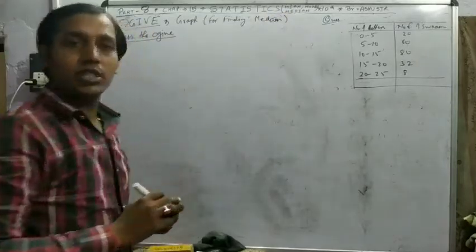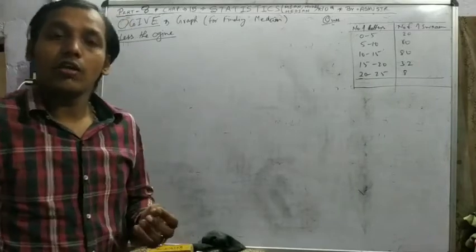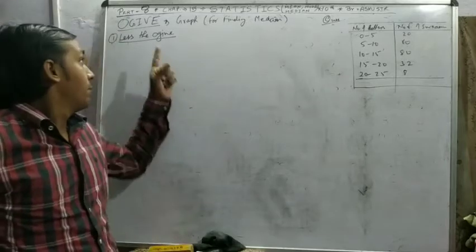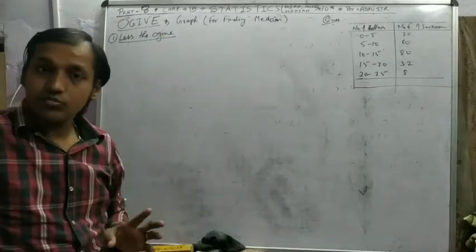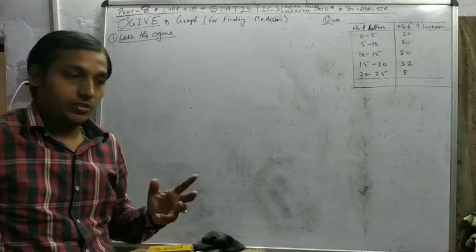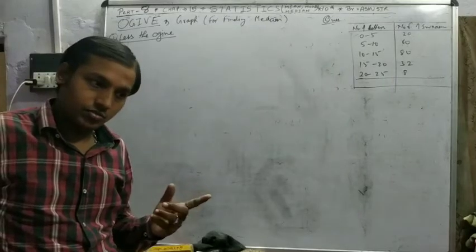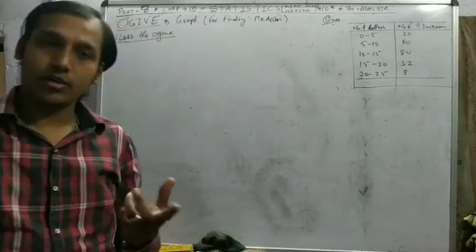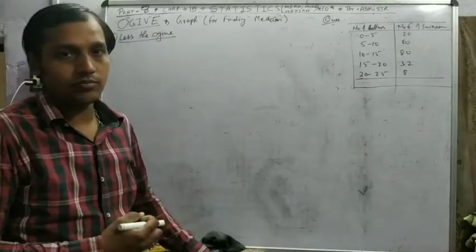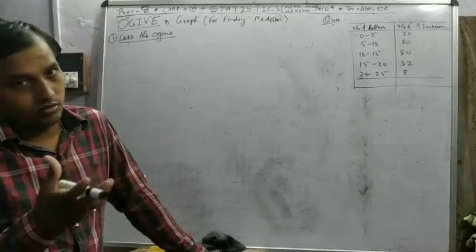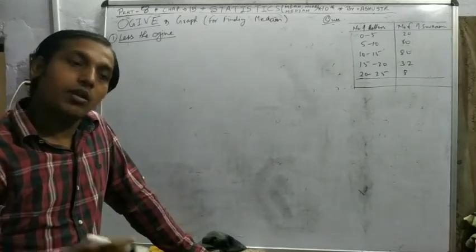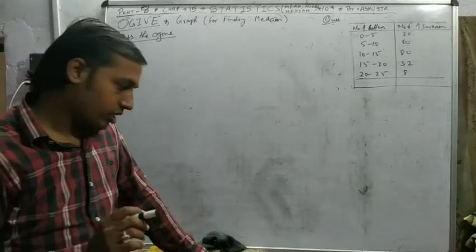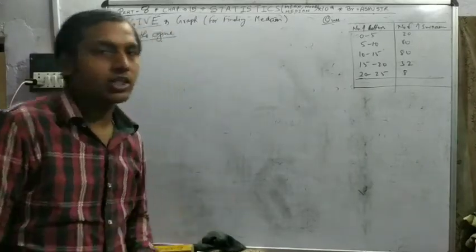You know, one MCQ comes from here: which central tendency is not found by the graphical method? Median is found by the ogive, and mode is found by the histogram. But mean is a central tendency which can't be found by the graphical method. So that's the answer: mean is not found by the graphical method.